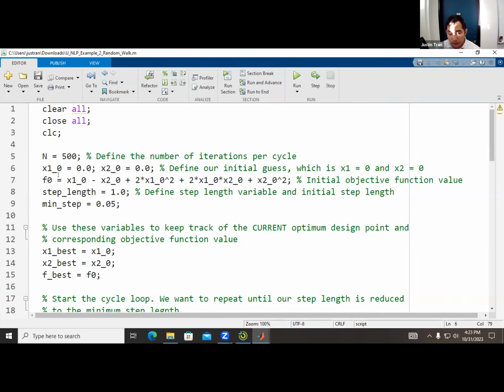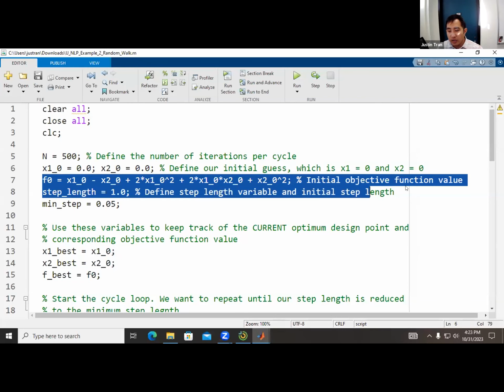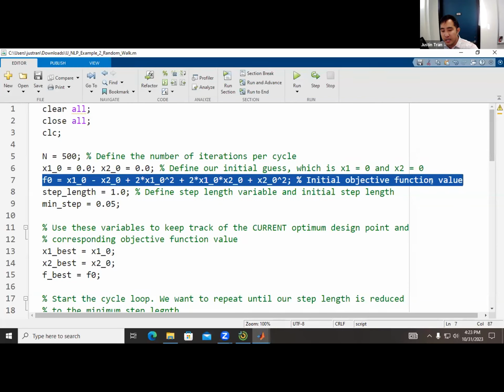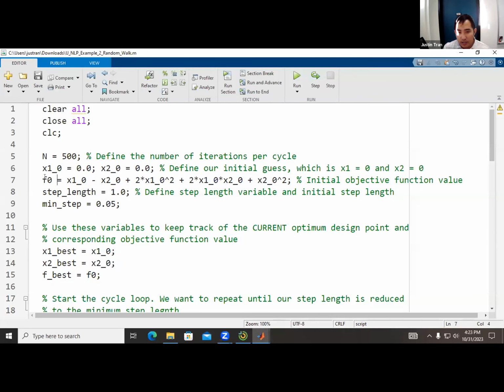Step 2 is to evaluate our objective function at the initial point. That is done here on line 7. You can see here in line 7, we have our objective function, and we're plugging in our initial guess, x1_0 and x2_0. We're plugging that into the objective function on this line right here, and that's going to give us a result f0, which is the initial objective function value.